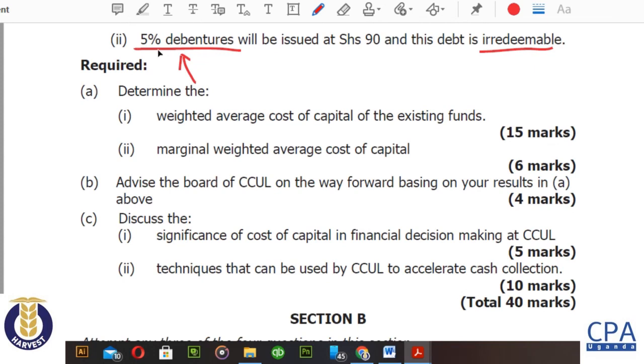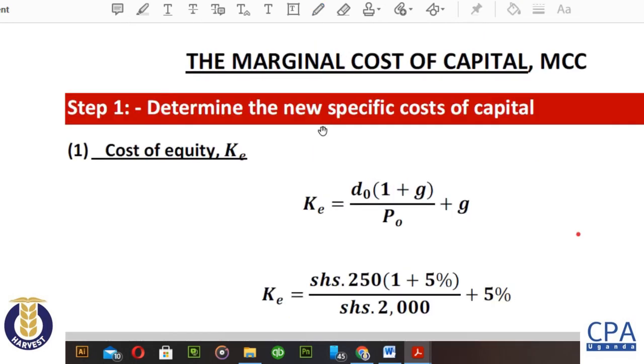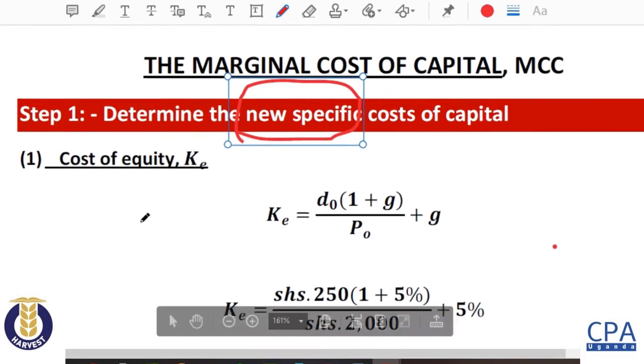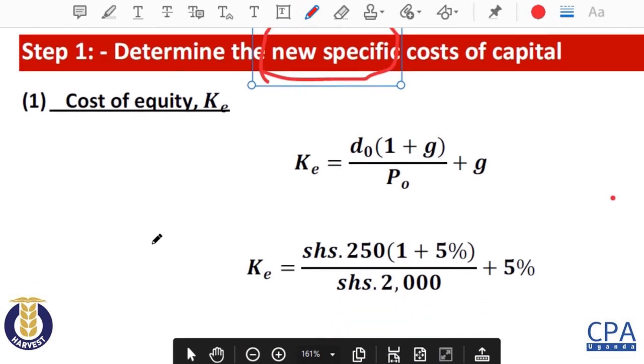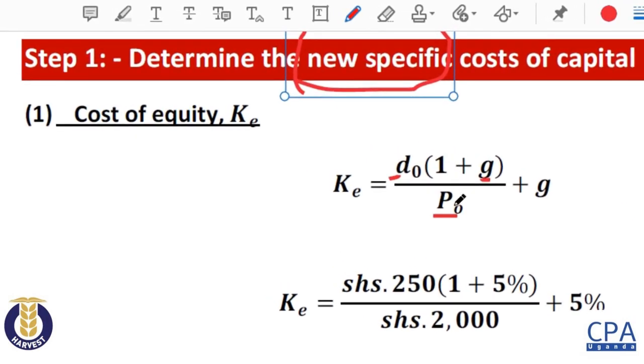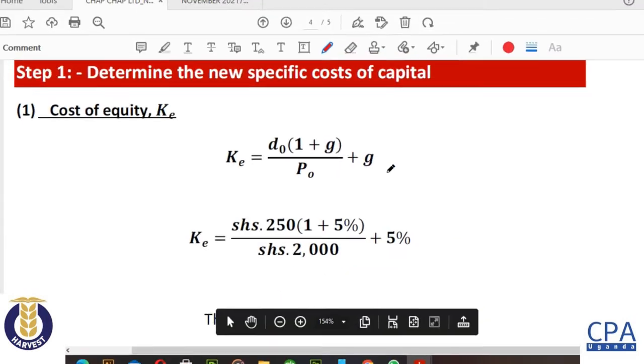So, of course, I've already indicated this in the discussion we had, but the best way you're going to handle this is to approach this in a stepwise kind of approach. So, step number 1, you need to determine the new specific cost of capital because of the additional funds that have been raised. Typical is the cost of equity. The cost of equity is going to change because the DO has changed. The growth rate is still the same, but the price has also changed.